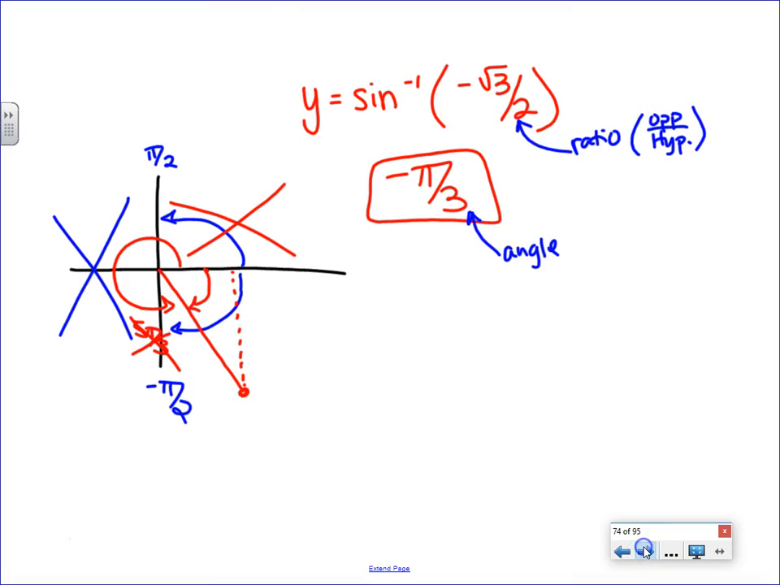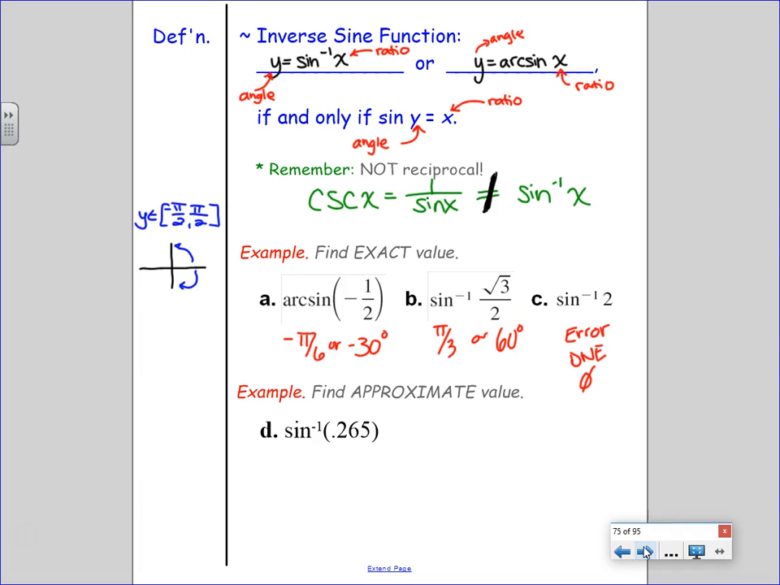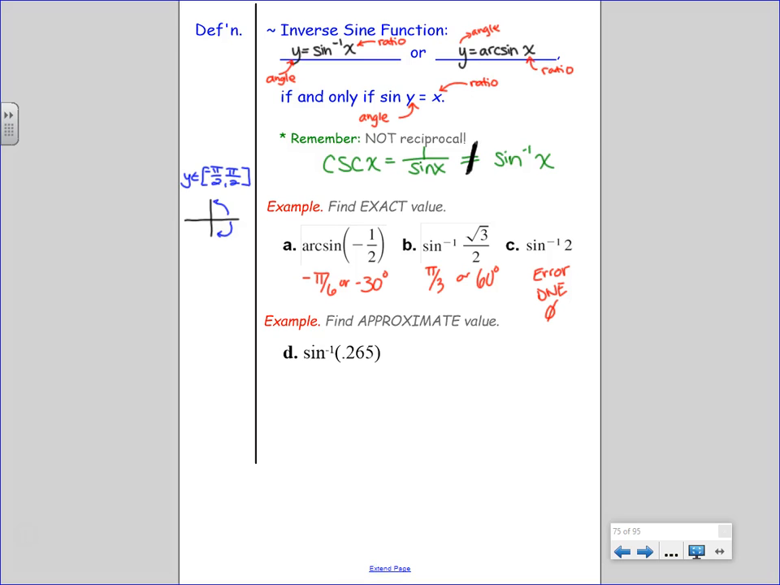So question, what if I was to ask you sine inverse of 3? No. Sine inverse of 1.1? Sine inverse of negative 1.01? Doesn't matter. Anything outside 1 and negative 1, error, does not exist. Okay, do you have your calculators out? Anyway, real quickly, sine inverse of 0.265. That is not a unit circle problem. We could maybe approximate, but exactly we wouldn't be able to solve.